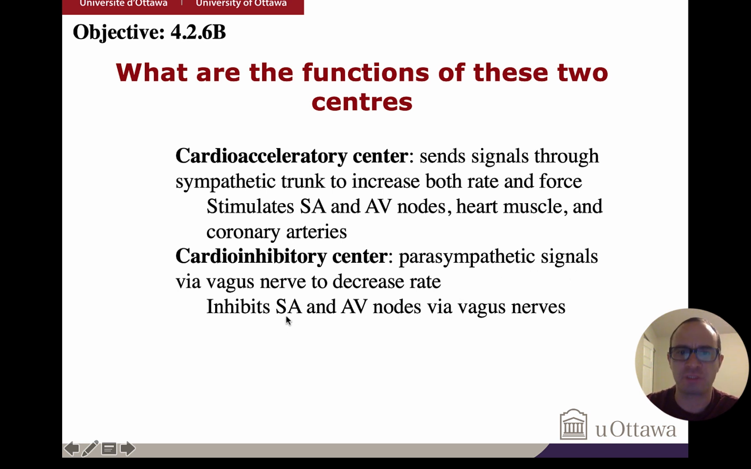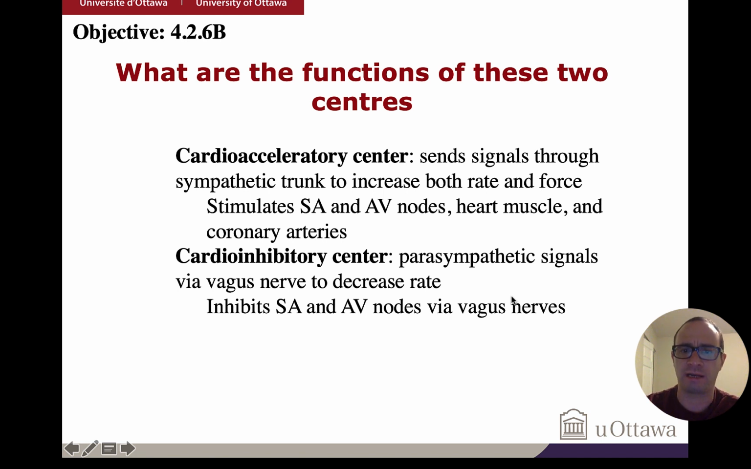This is hitting mostly the SA node and the AV node. Again, I showed this on the last slide, but the SA node and the AV node can also be positively influenced by the accelerator center. This will also stimulate more directly the heart muscle as well, and also some of the coronary arteries as well.